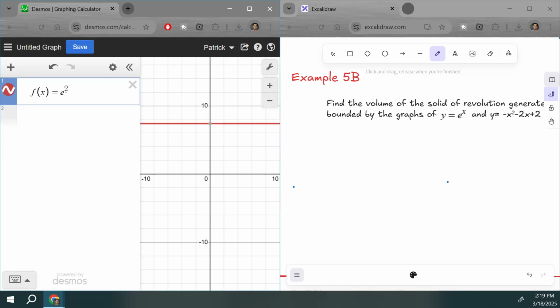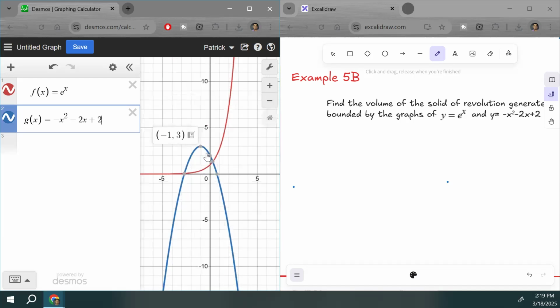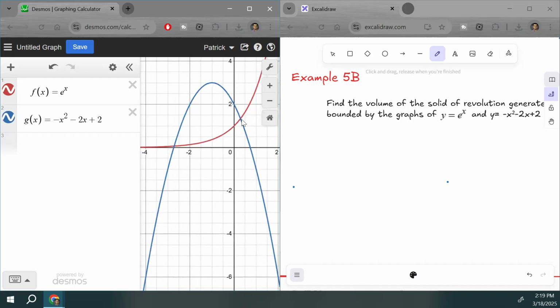All right, so in Desmos, I would put the first function as f of x, so that's equal to e to the x, and the other function, name it, g of x. So we would have negative x squared minus 2x plus 2. Now you can see our region right here already. I could just click here and get the intersection points.